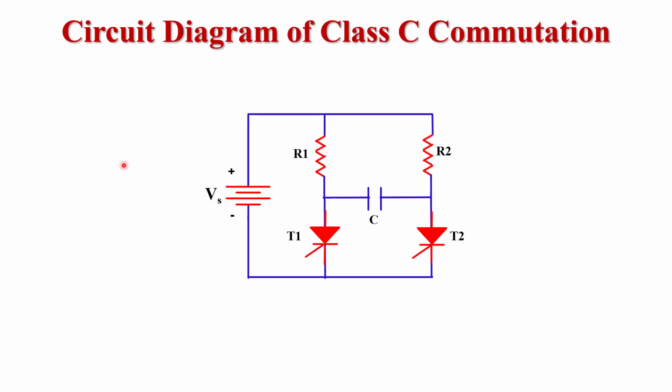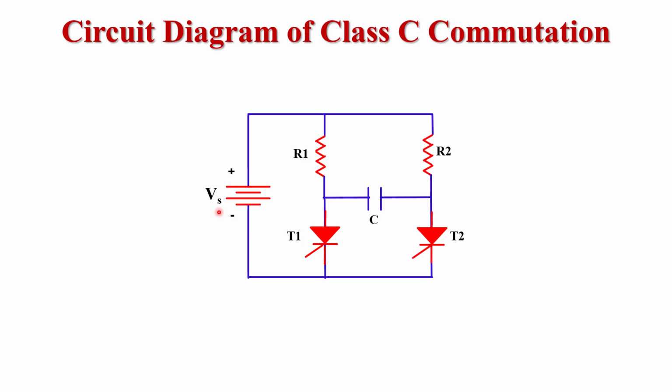Now, the circuit diagram of class C commutation. This is the circuit diagram of class C commutation. Class C commutation is basically a type of forced commutation, and in any forced commutation circuitry, the supply voltage is a DC supply voltage. This is the reason we use a DC supply voltage Vs at the input side.